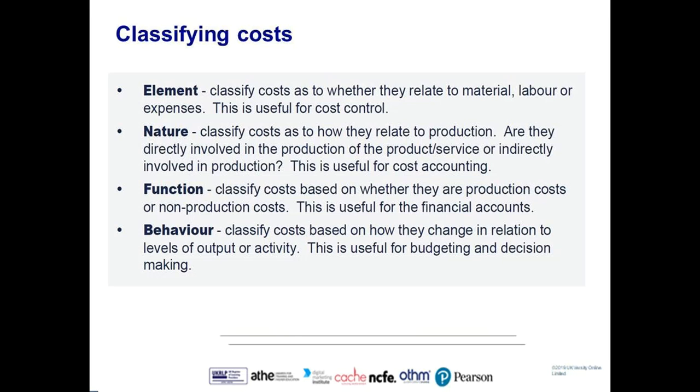Behavior: the cost based on how it changes in relation to output. We'll say fixed cost is the cost which stays the same. Variable cost is the cost which changes with the level of output. Semi-variable cost is the cost which includes both fixed and variable. Like the home phone in our house, the line rental is fixed, whether you use the phone or not, but the call charges are variable cost.